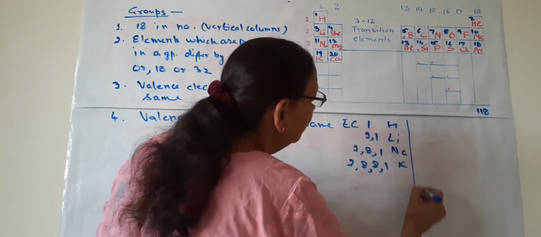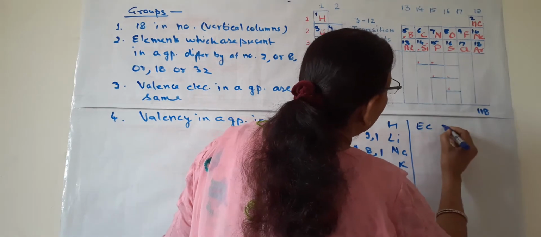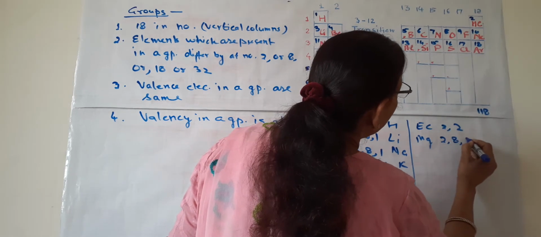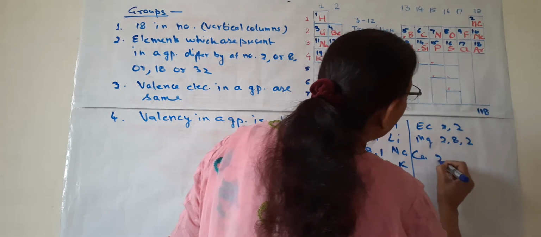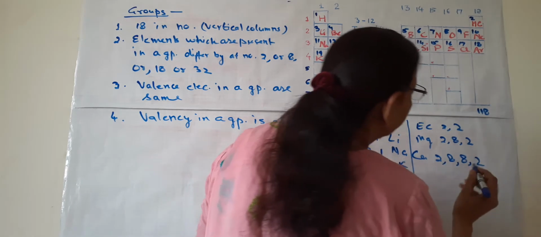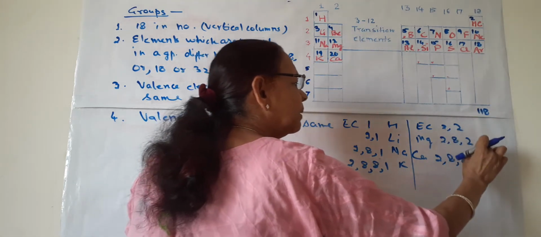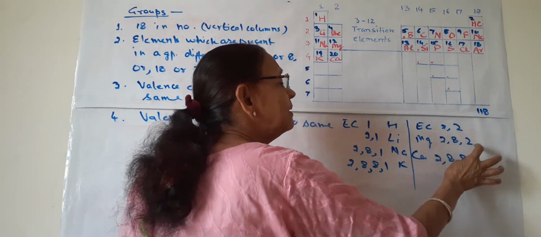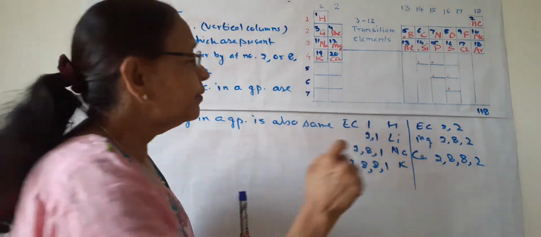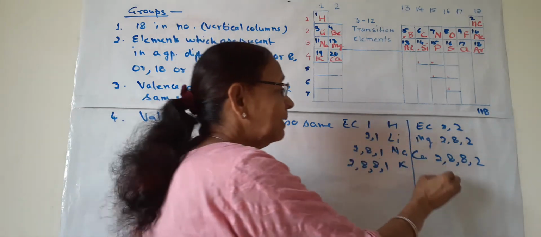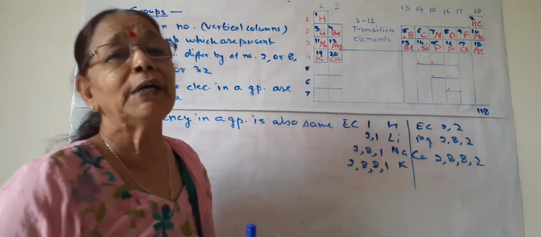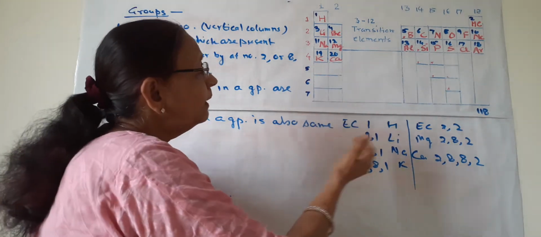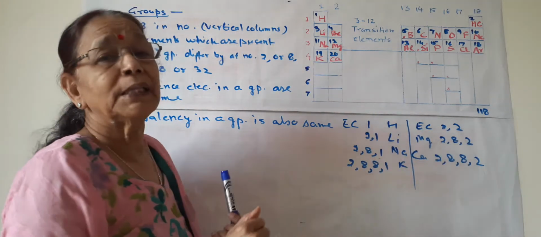Now look, if we see the second group, beryllium with atomic number 4, the EC will be 2, 2. For magnesium, the EC will be 2, 8, 2. For calcium it will be 2, 8, 8, 2, with atomic numbers 4, 12 and 20. So we can see that the valence electrons are 2. In the outer shell, 2 electrons are there. So the valency is also 2 in the second group. So the group number determines the valency, and the valence electrons determine the valency.